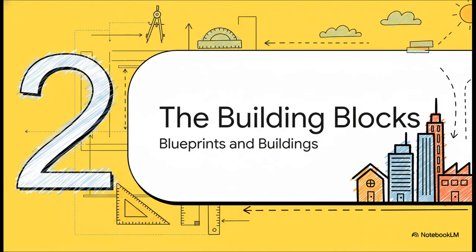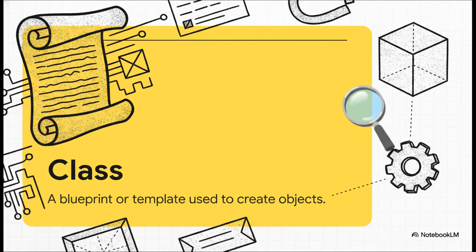Okay, so if OOP is all about these objects, where do they actually come from? Well, it all boils down to two fundamental building blocks. I want you to think about it like a blueprint and the actual building you construct from that blueprint. First, you have the class. A class is the blueprint. It's super important to remember that it's not a thing itself, it's the design for a thing. It lays out all the properties and all the capabilities that anything made from it is going to have.